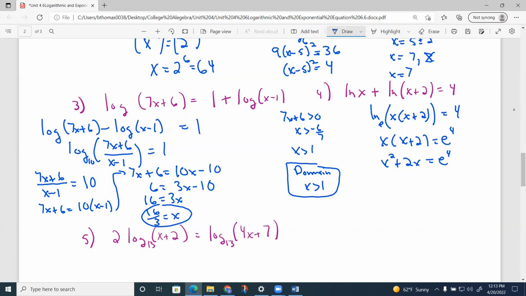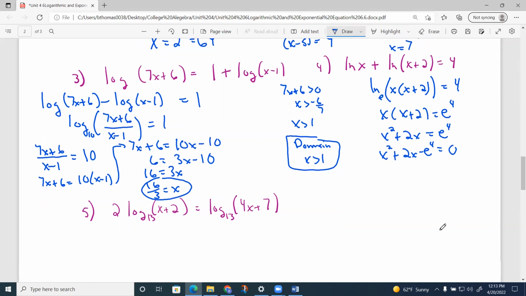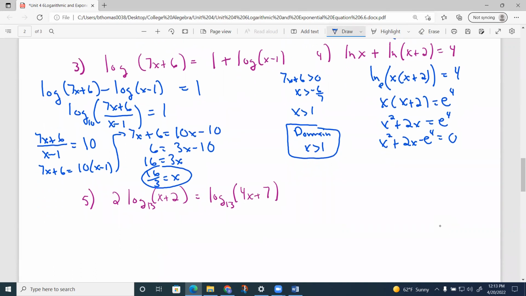So again, we have a quadratic, so it has to be set equal to 0. So x squared plus 2x minus e to the 4th is equal to 0, becomes our quadratic. We have to use the quadratic formula to solve this. So again, our a is equal to 1, our b is a 2, and our c is actually a negative e to the 4th power. So that's a little bit different.